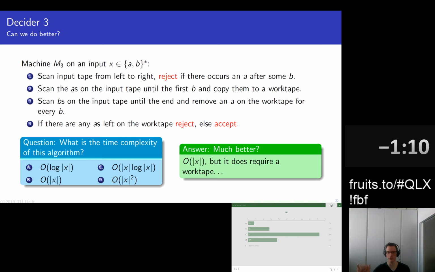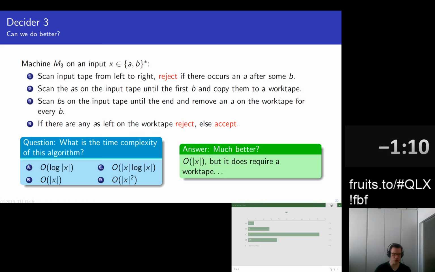For the first bit with all the A's, it does some copying. For the second bit, it does some removing. But all of these are constant time operations on my work tape. I just need to keep track of my pointer, moving it forwards first as I'm copying A's, and then moving it backwards as I'm removing them. No extra time involved there at all. And then if there's any A's left at the end, well, that's simply checking, am I pointing at an A or not? I can reject, otherwise I accept. A linear time solution. But it does require a work tape.